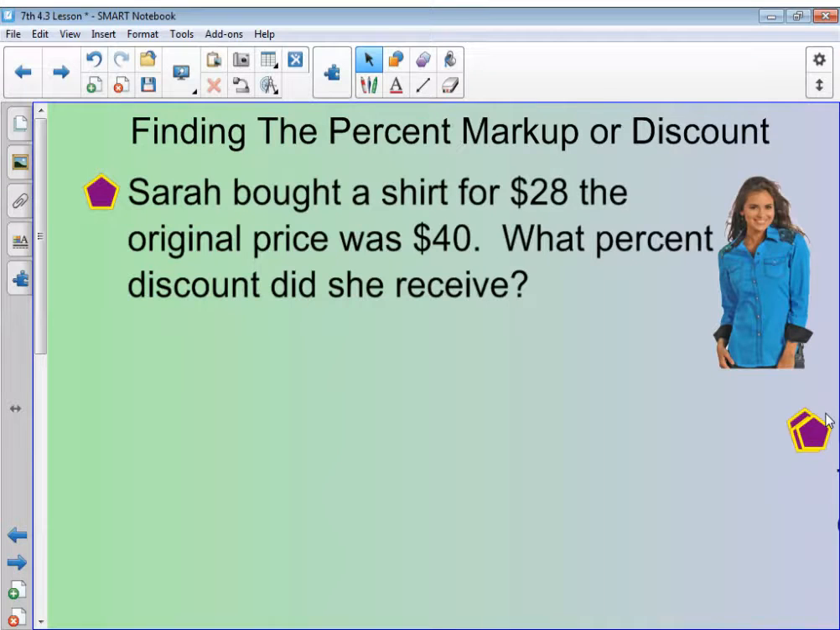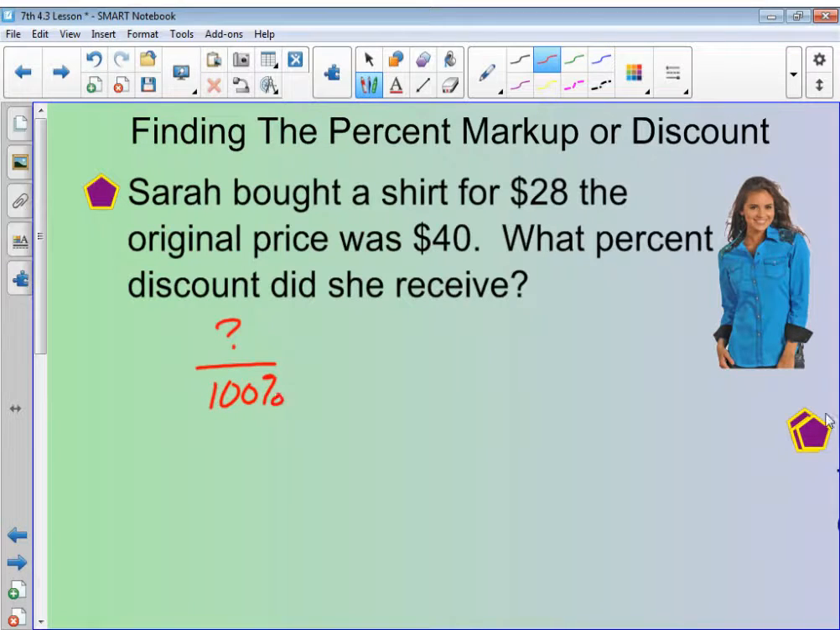Okay, so let's go ahead and work this one out. We don't know the original, but we know that it's 100%. $28 over $40 was the original price. And when we go through and work this out, that gives us 70% for what she paid. Whoops, not dollars, 70%. Okay, so we're going to take 100% minus the 70%. You should have gotten that she got a 30% discount.